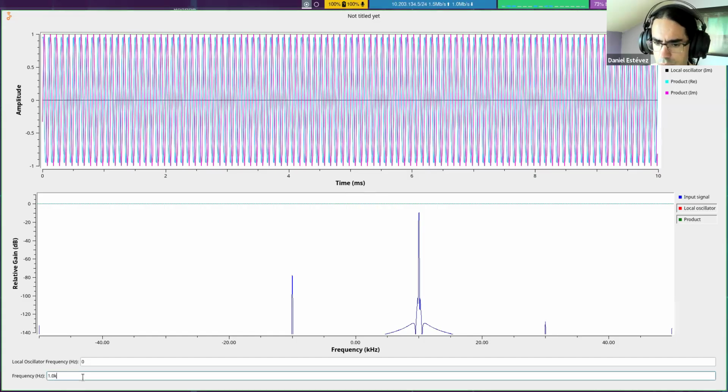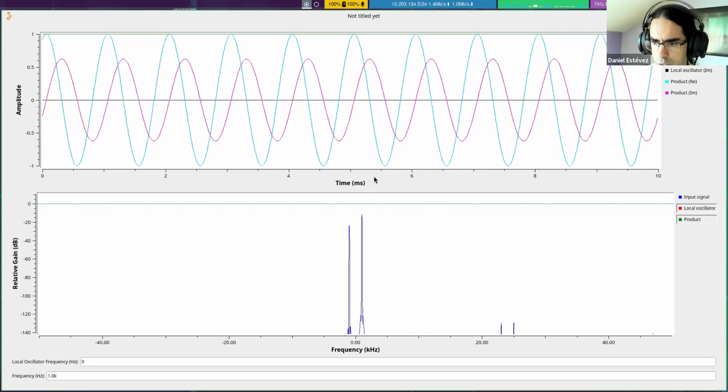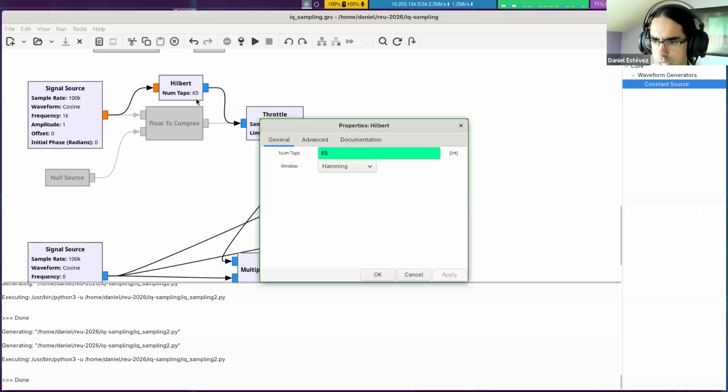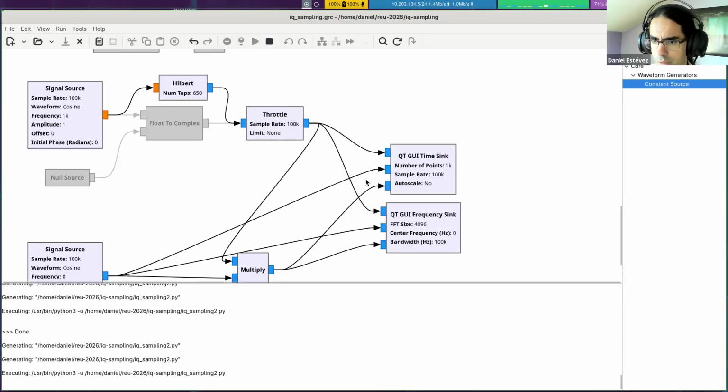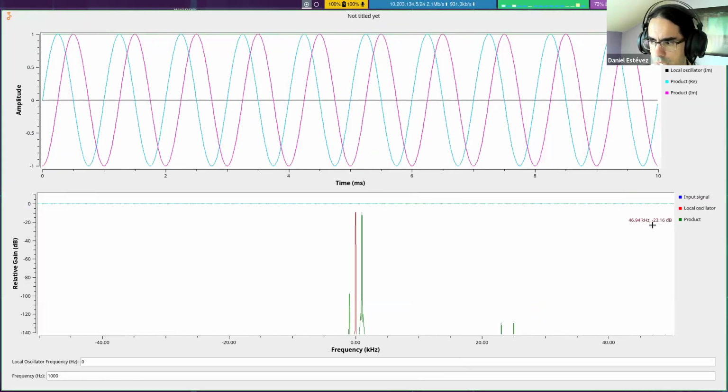If you ever need it to work better at frequencies close to zero, you can always increase the number of taps, which is how many operations this filter is doing. For example, let's do 650. You can see now that even with the original thing at 1 kilohertz, it does a much better job at removing this negative frequency. So this is a tool used within signal processing to convert from real signals to complex signals by discarding the negative frequencies.